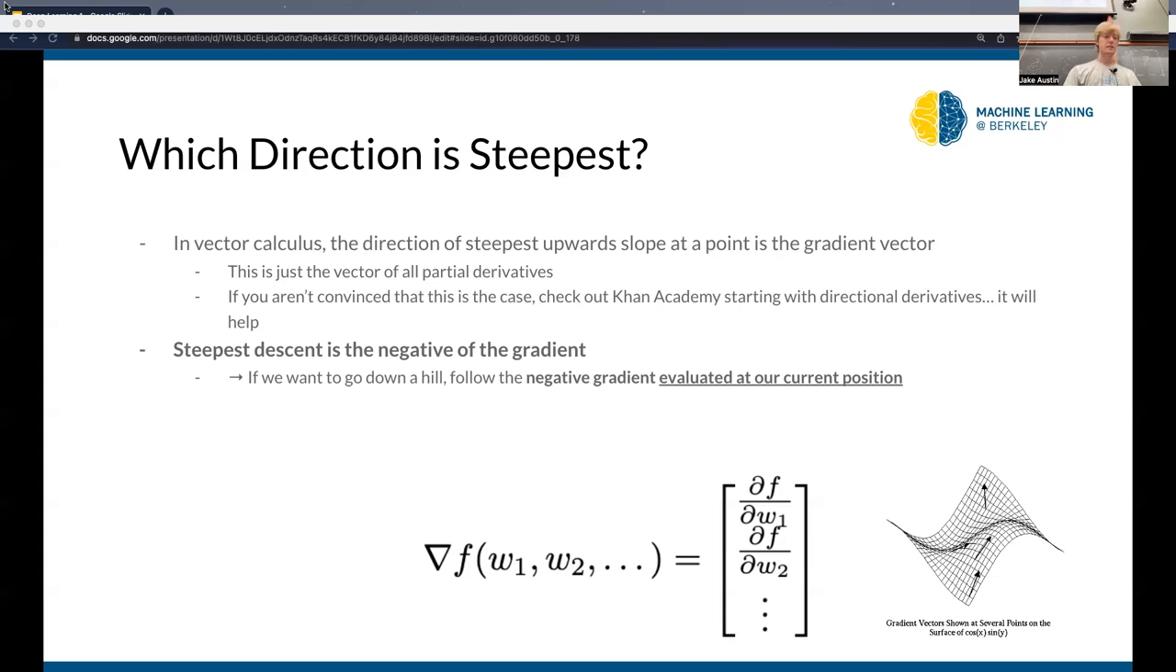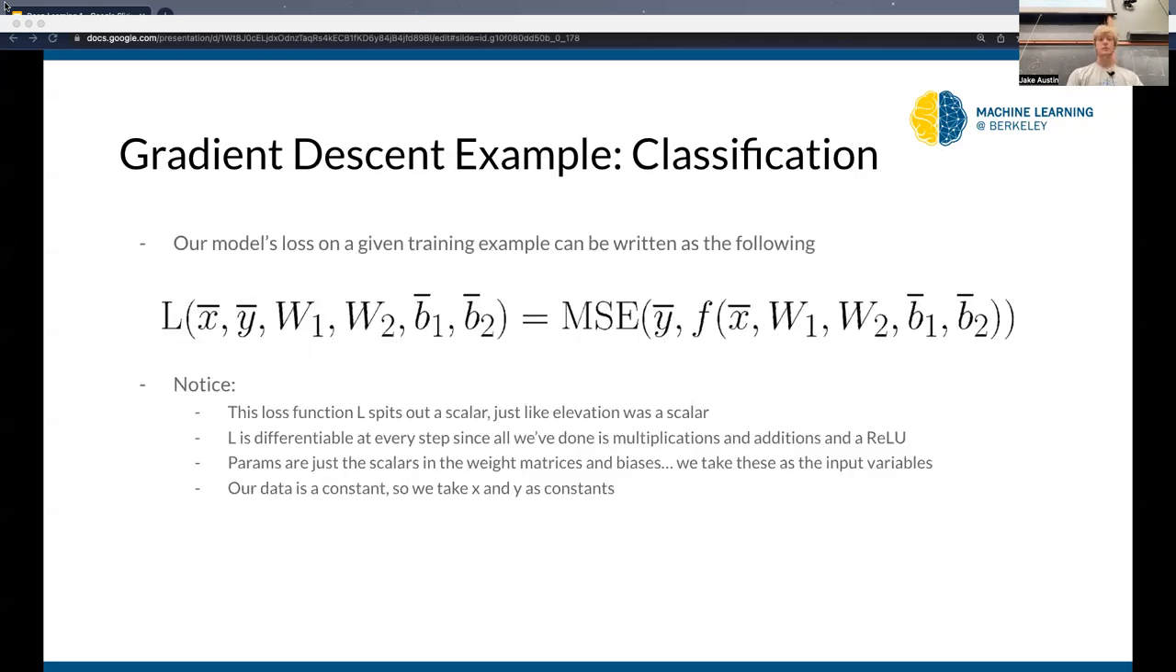So this is hopefully something y'all have seen in math before. If you're not comfortable with why this is the case, feel free to check out Khan Academy. It has good examples for why the gradient is the steepest direction that you can step in.